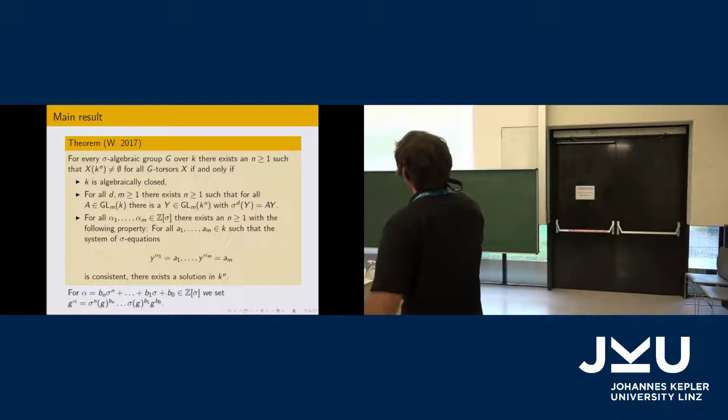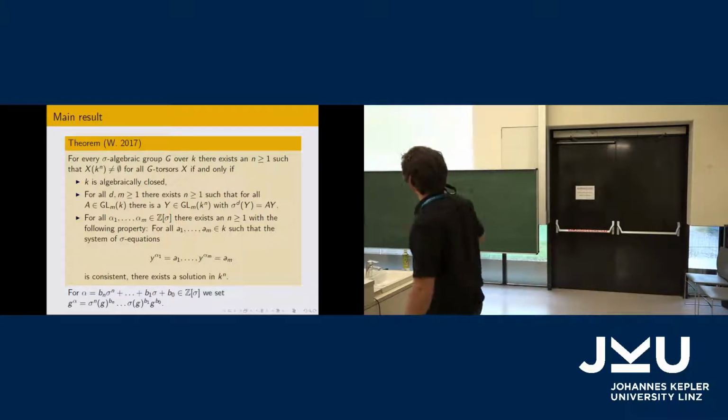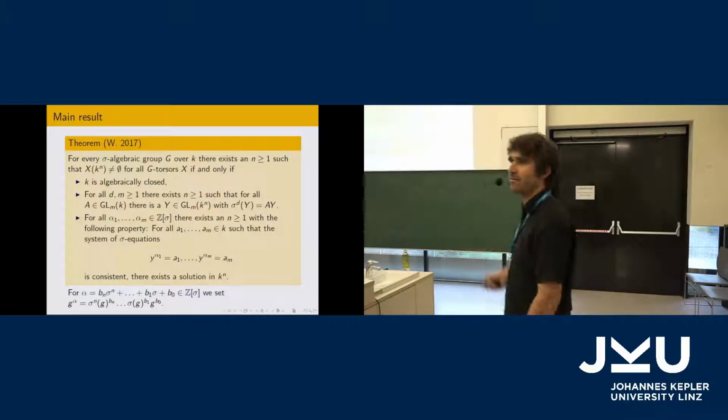Oh, it's explained down here. So alpha is a polynomial in sigma, and then you do this. Yeah, the addition becomes multiplication in the thing.